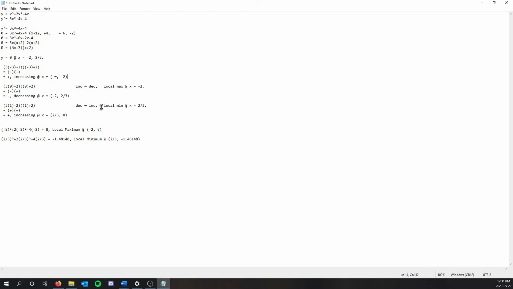Now, we're not quite done yet. What we still need to do is find the y values of each of these local maximums and local minimums. So what we do is we take our original function and plug in these two x values to get our local maximums and minimums. I've done that right here using the power of a calculator. We have a local maximum at (-2, 8), and we have a local minimum at (2/3, -1.48 repeating). And that's how you use numbers to find local maximums and minimums.